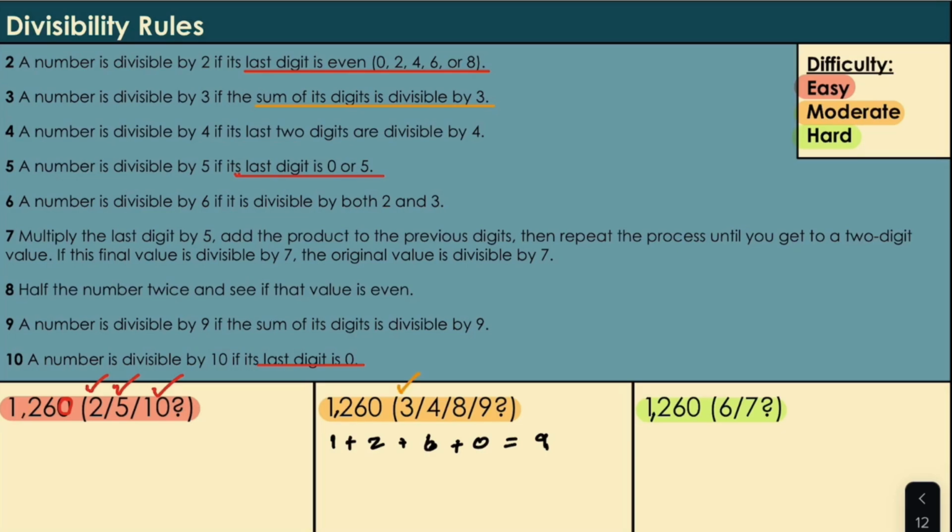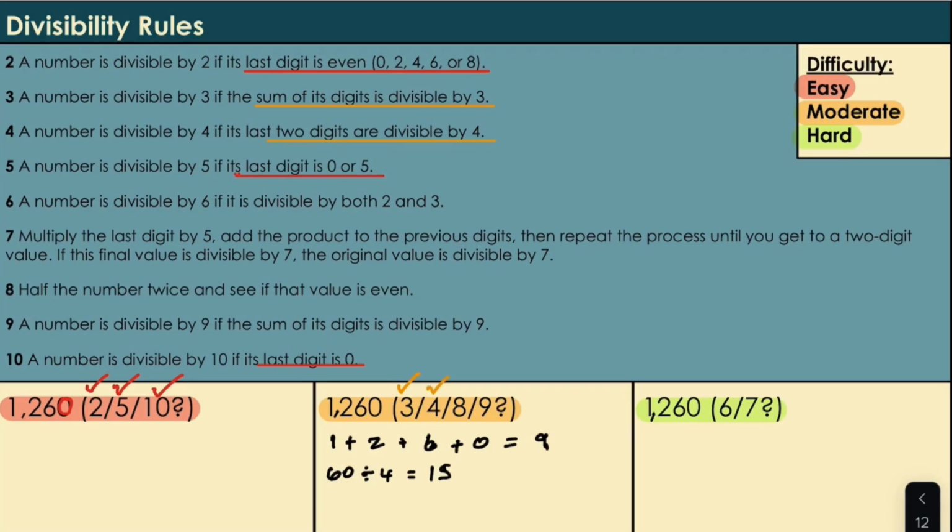Divisible by 4. The last two digits are divisible by 4. We see the number 60. 60 divided by 4 is equal to 15. So again, it is divisible by 4.